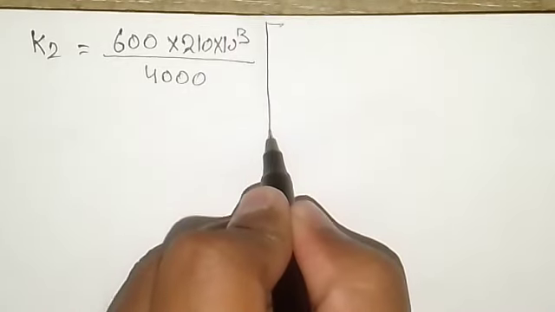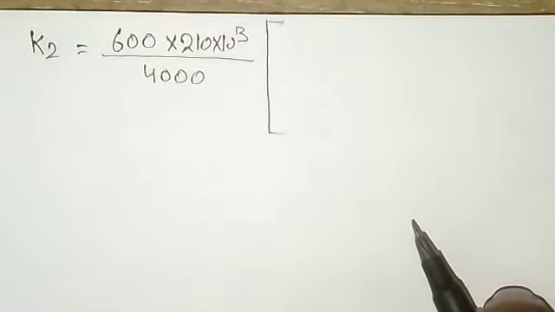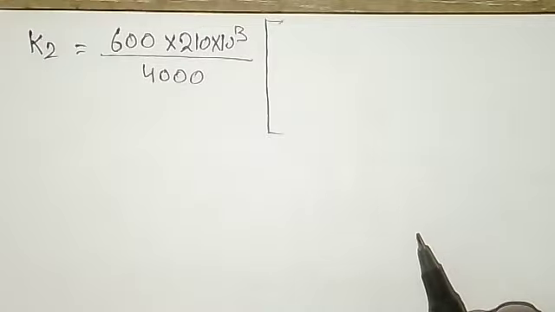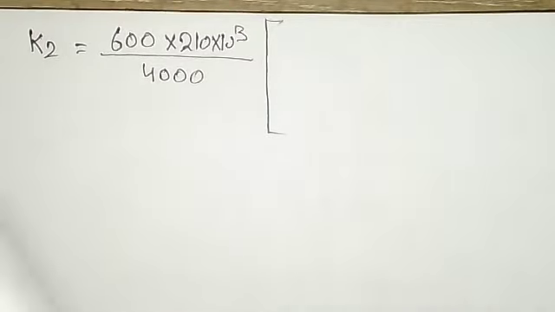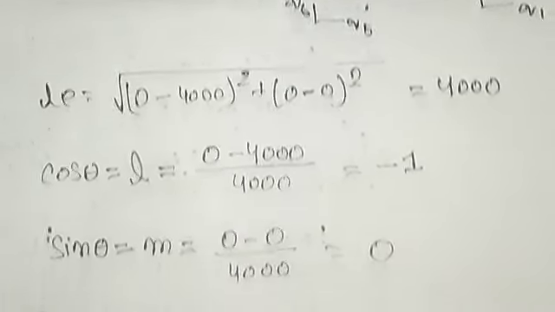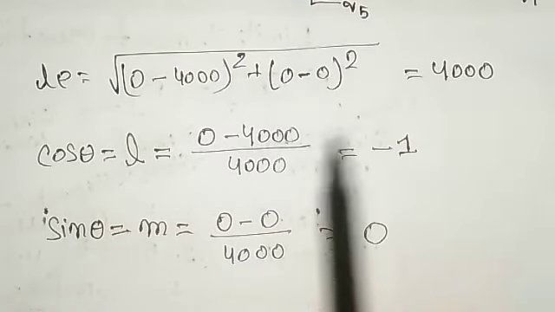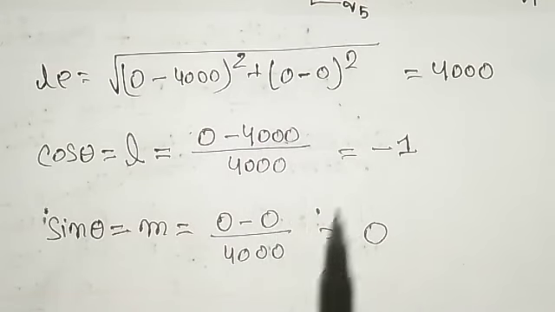Then we have, sorry, we did not find out, yes, we calculated the L and M right now. So you can see here, I'll show you, for element 2, LE is 4000 and the direction cosine cos theta is minus 1 and M is 0. Wherever M and LM are there, that term will be 0, and wherever only L square is there, a value of 1 will come. Is it or not? Why?